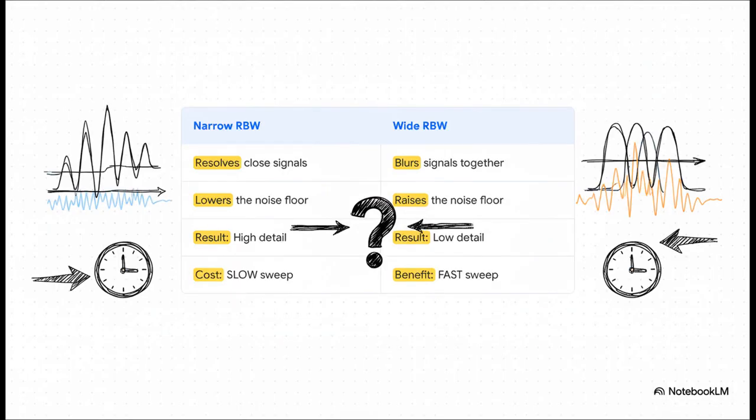This slide lays out the dilemma perfectly. On one side, a narrow RBW acts like a microscope. It can separate signals that are right next to each other, and it lowers the noise floor, which lets you see really weak signals. The result? Incredible detail. The cost? A very, very slow scan. On the other side, a wide RBW is lightning fast, but the trade-off is that it kind of blurs signals together and raises the noise floor, hiding all that fine detail. So you always have to ask yourself, what do I need more, right now, detail, or speed?